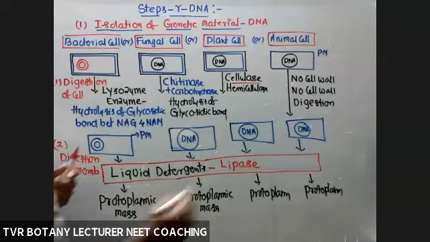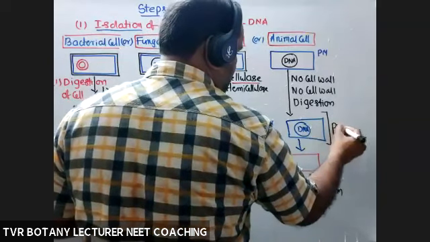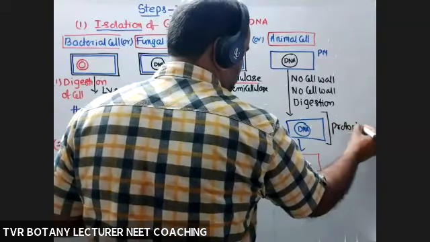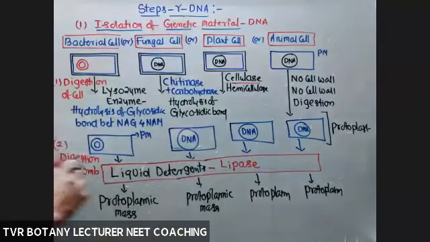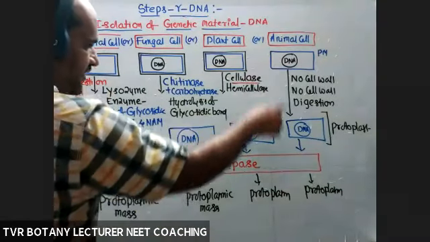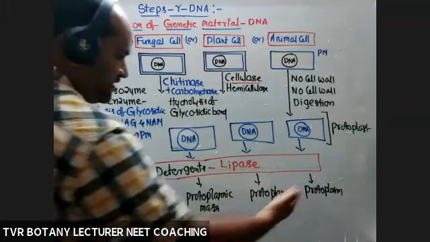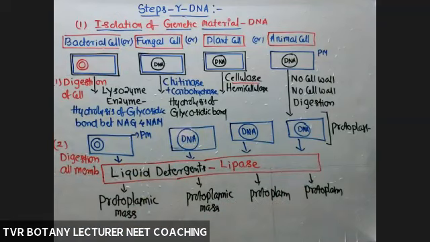Actually, all these cells are protoplasts. If the cell wall is removed, we get a protoplast. Already that is a protoplast. So the protoplasmic mass, right? Now all boundaries are removed.